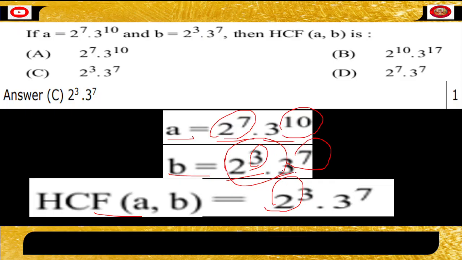HCF means lowest power. LCM is the highest power. Here is 3 raised to 7. So 2 cube into 3 raised to 7. That means option number C is the right answer.